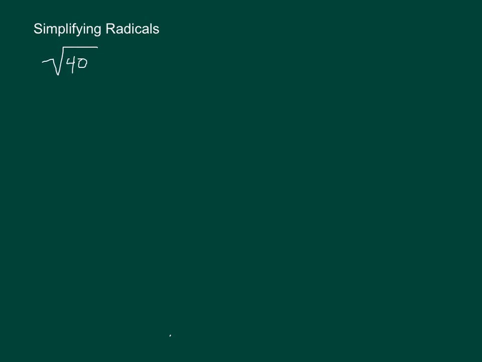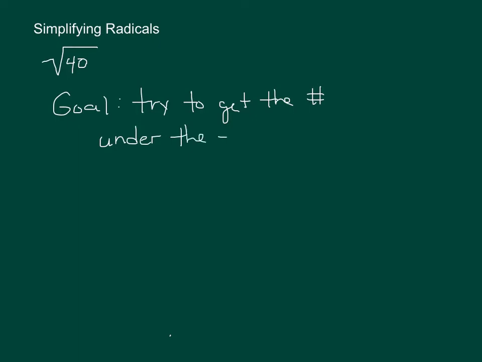And that is our goal when we do this: we're going to try to get the number under the radical, which is that symbol, as small as possible. And in order to do that, I need to understand, first of all, what is meant by the term perfect square.